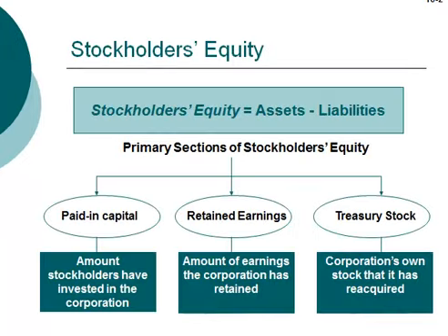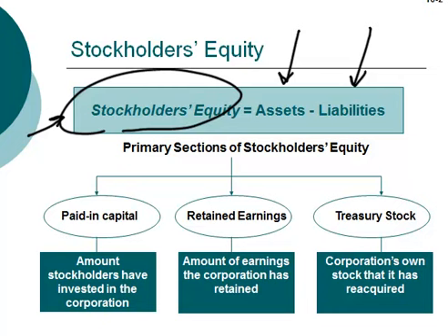Chapter 10 presents stockholders' equity. Recall that stockholders' equity is the owner's claim to assets. The fundamental accounting equation can be rewritten as follows. Assets are our resources, liabilities are the non-owner's claim to those resources, and stockholders' equity is what's left over for the owners. There are three primary sections.